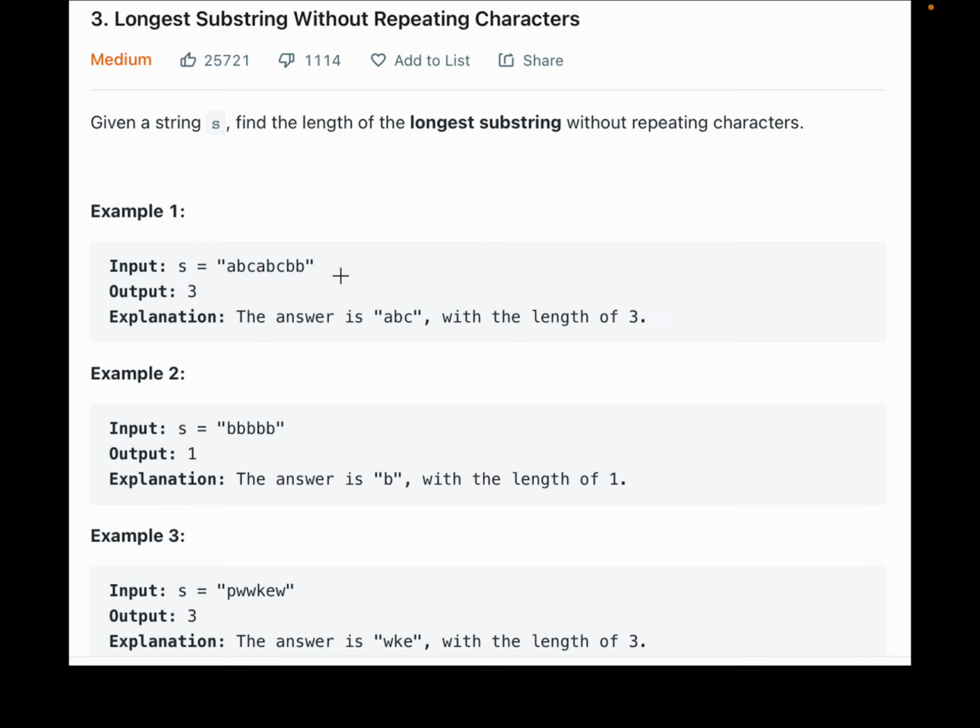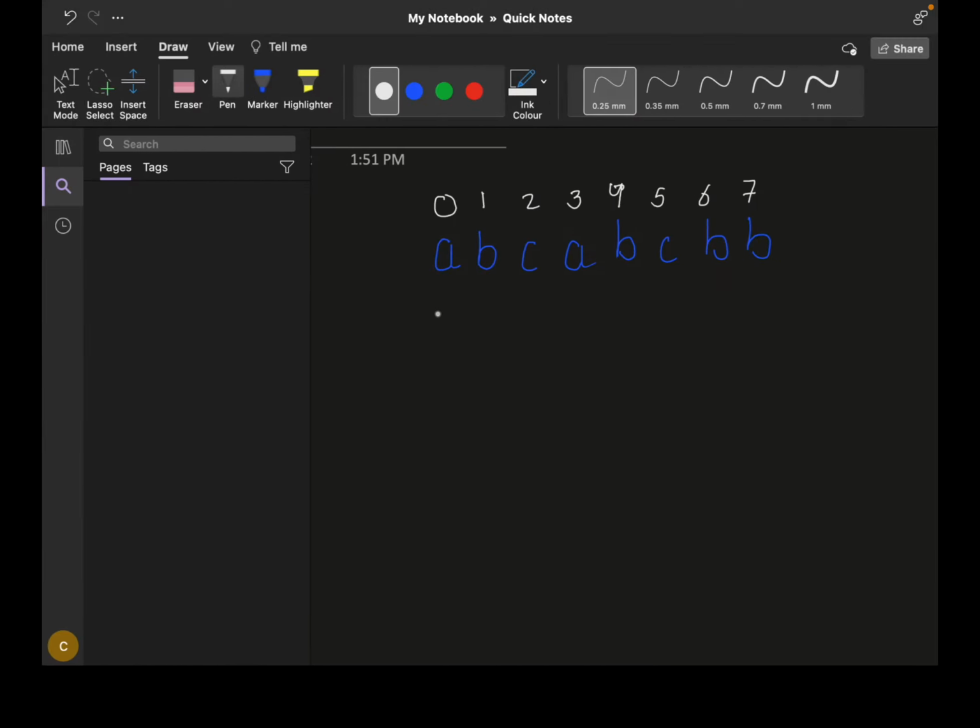So hello everyone, now we are going to solve the problem of longest substring without repeating characters. We are given a string and we have to return the length of a substring which does not repeat any character. Like here we have ABC, and no character is repeating, so we have to find the maximum substring without repeating characters. We will do this using the two pointer and sliding window technique.